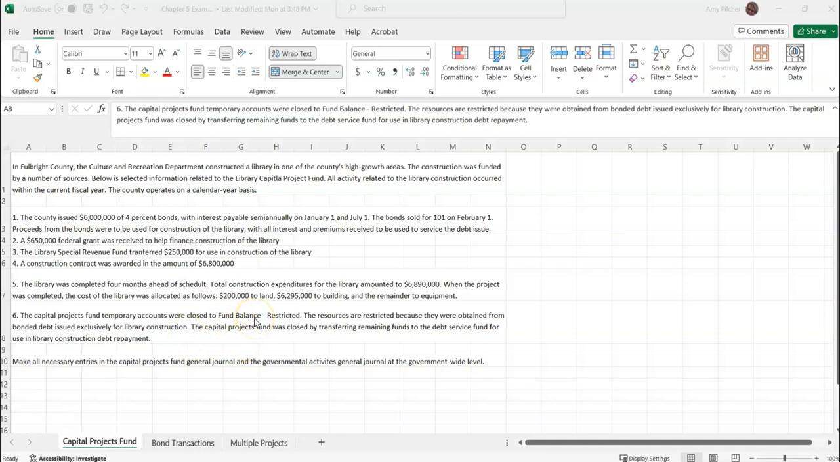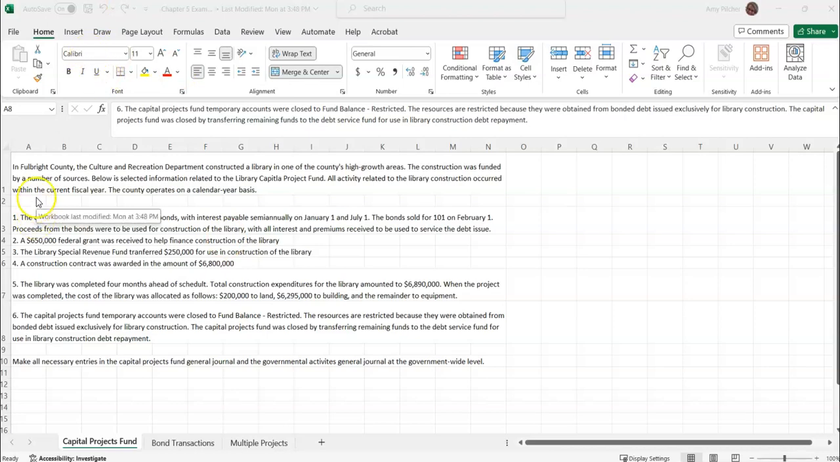So, Chapter 5 examples looking at transactions for capital projects. In this first example, we have a county which had constructed a library. The construction was funded by a number of sources, so we have different information about the library's capital project fund. We built it in 1 year.